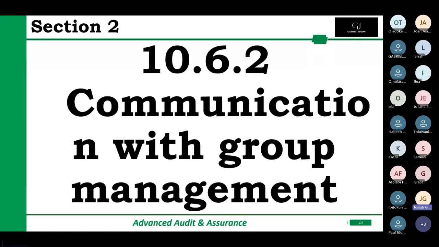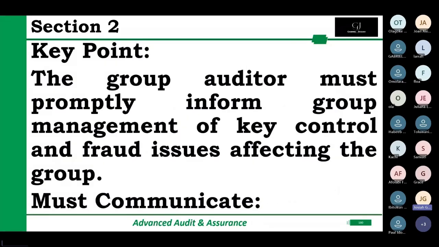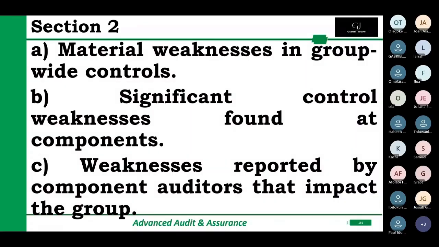Secondly, communication with group management. How should the group auditor communicate with group management? The auditor must promptly inform group management of key control and fraud issues affecting the group. Promptly. So when issues emanate or emerge, he has to immediately discuss with management. That's the first step. He must communicate around material weakness in group-wide controls. He should communicate significant control weakness found at components that were discovered and documented. Weaknesses reported by component auditors that impact the entire group. He needs to call management's attention to it.